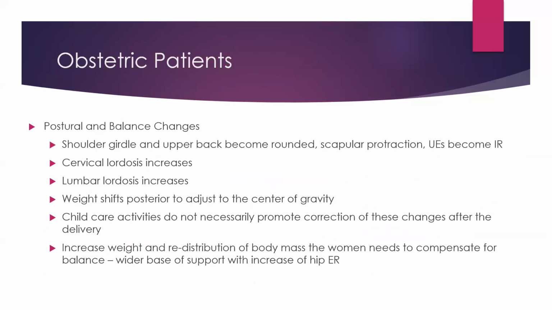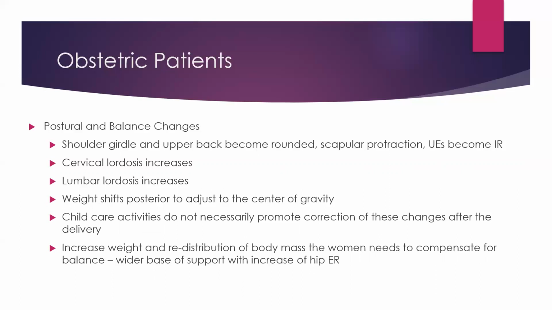Shoulder girdle and upper back become rounded into scapular protraction. The upper extremities become internally rotated. So they've got that typical, what we call texting posture. That means that everything up front is super tight, so we should not be stretching them into protraction. We should stretch them back into retraction. Cervical lordosis increases. Lumbar lordosis increases. Weight shifts posterior to adjust the center of gravity.